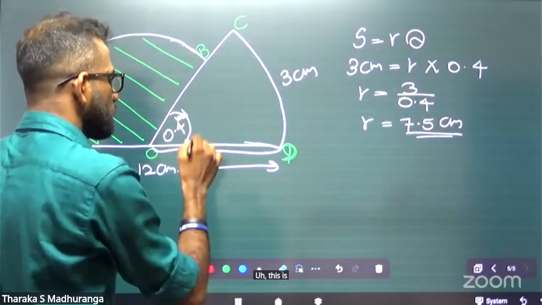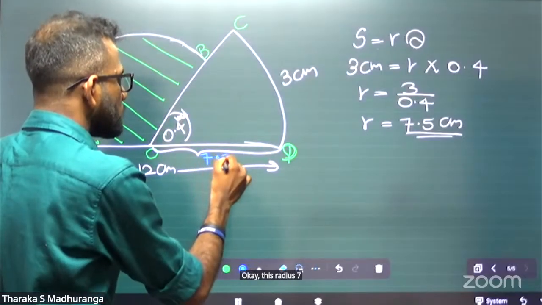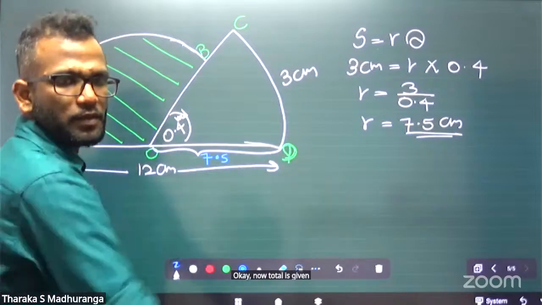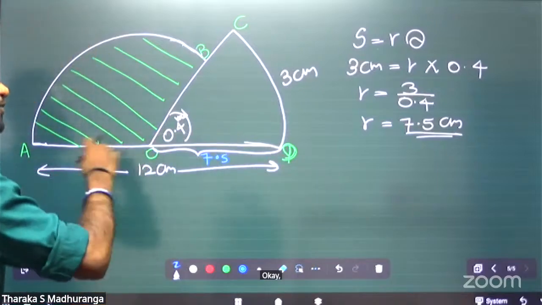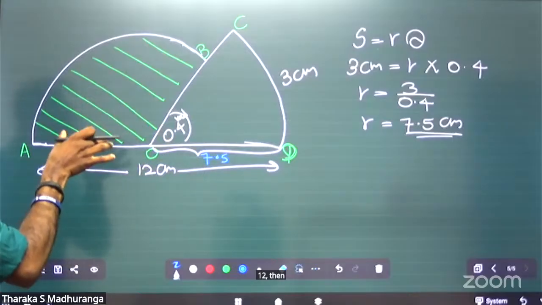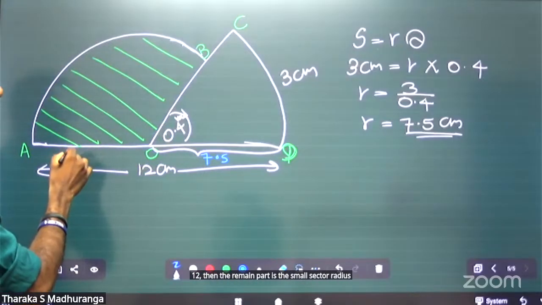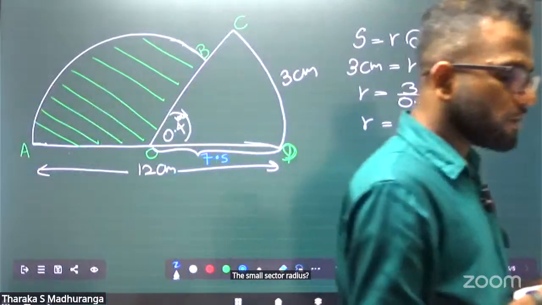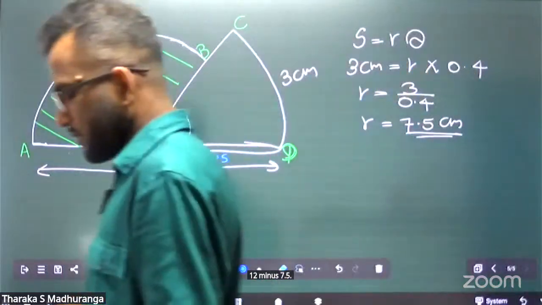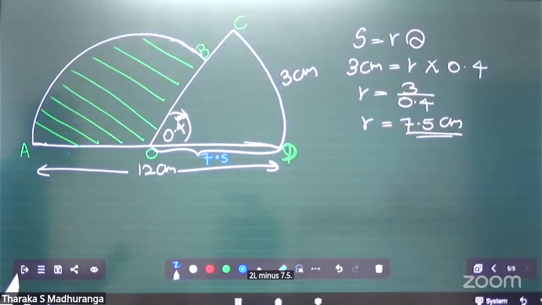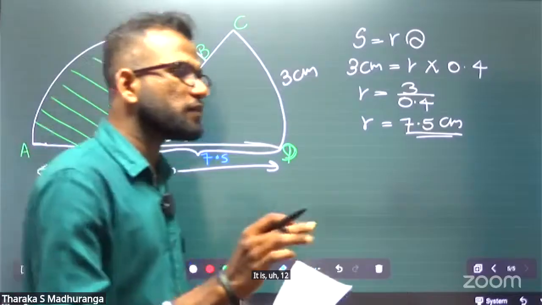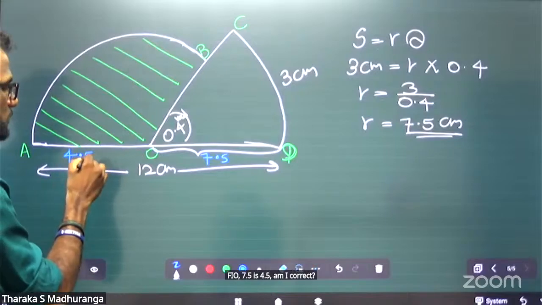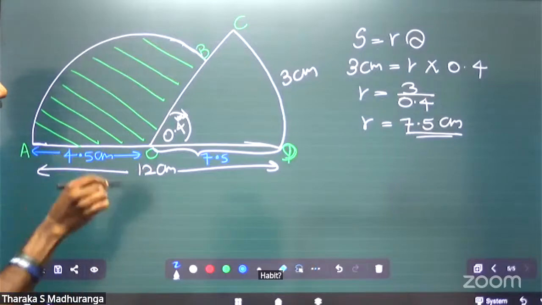This is the point I have missed. Okay, this radius is 7.5 centimeter. The total is 12. Then the remaining part is the small sector radius. The remaining part, 12 minus 7.5, what is the value? 12 minus 7 is 5, minus 0.5, it is 4.5. Am I correct, Habib? This part is 4.5.